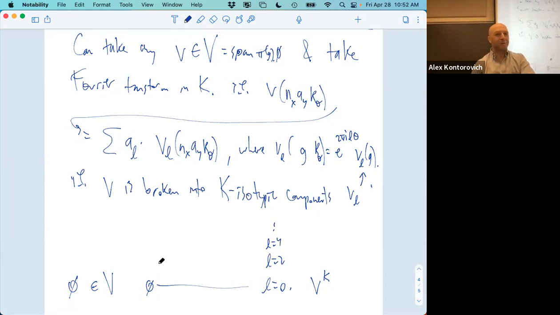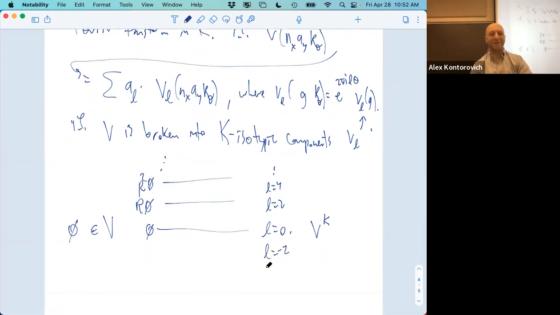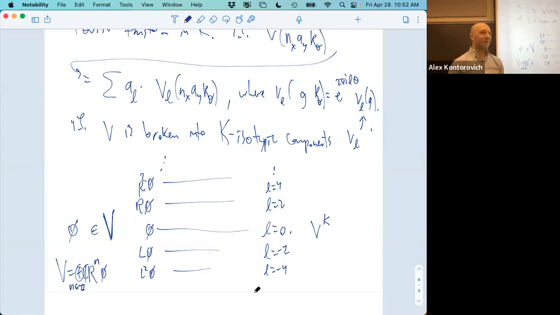Do we know a vector that will transform with K type 2? Take the raising operator, exactly. R phi, and then R squared phi, and so on, all the way up. And then we can also go in the negative direction: L is minus 2, L is minus 4. So this is L phi, L squared phi. So this big, scary, infinite dimensional representation, this span of phi, is spanned by R to the n phi, where n is in Z, and if R is raised to a negative power, that means use L to that power.